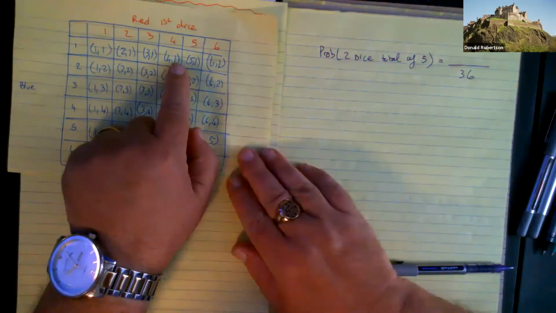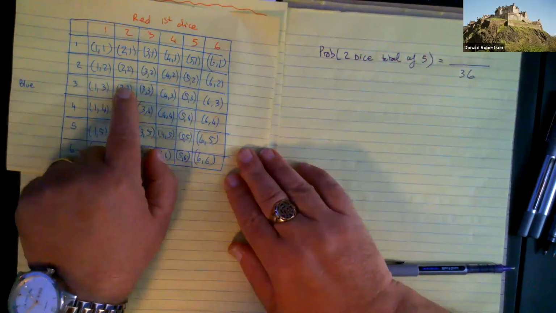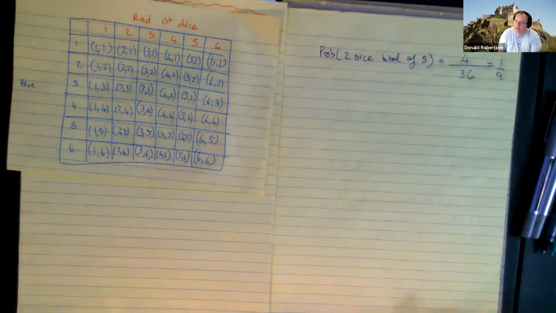Now, in this table, there are 36 things that can happen when you throw 2 dice, right? Every one of these is one of the possible things that can happen. So 36 goes at the bottom. And then I just look at totals of 5. And here we go. That one adds up to 5. Second, third, there's 4 of them. 4 of them add up to 5. Simplify it down. You get 1/9.